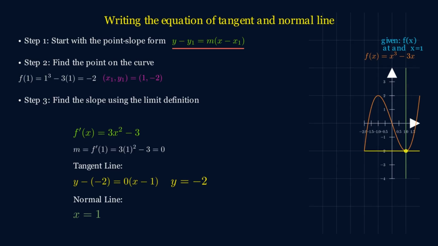So this example looks a bit different. But notice, we followed the exact same steps as before. The only thing that changed was the slope. This gave us a flat tangent line and a vertical normal line.